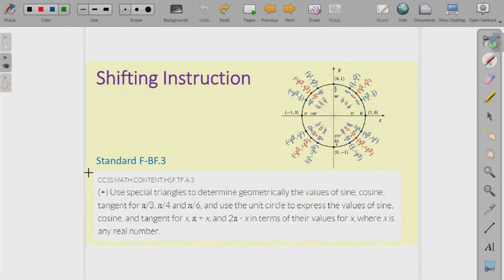There is a content standard that does relate to these values, in which students are expected to use special triangles to determine those values geometrically. But notice that's a plus standard, and so it will be addressed in the pre-calculus course.